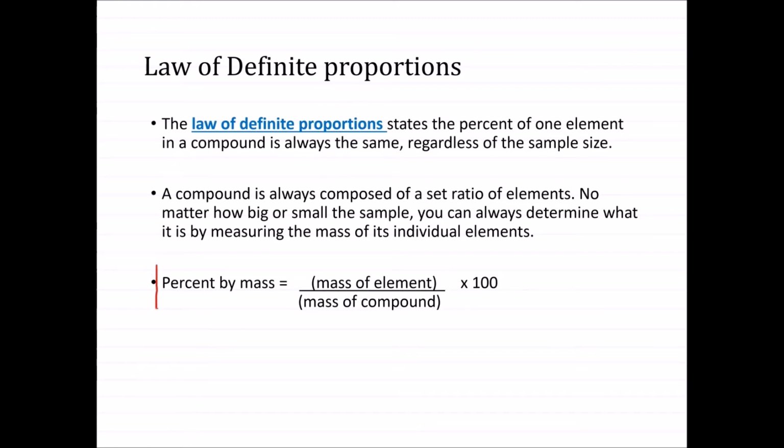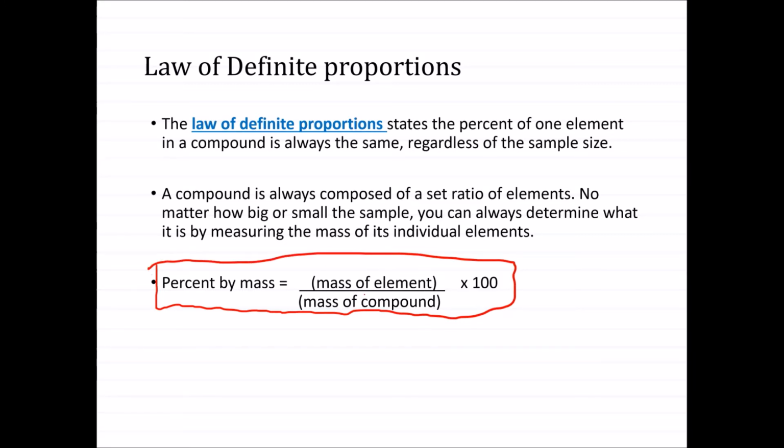The basic formula for a percentage is to take the small amount of something and divide it by the total amount of that something. So here we have the mass of the element divided by the mass of the whole compound and multiply that by 100.